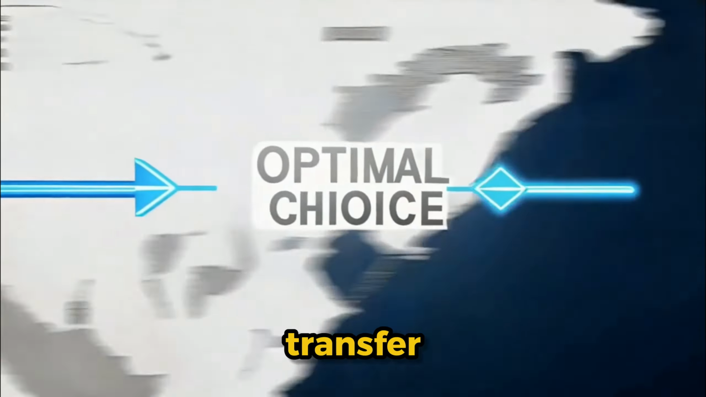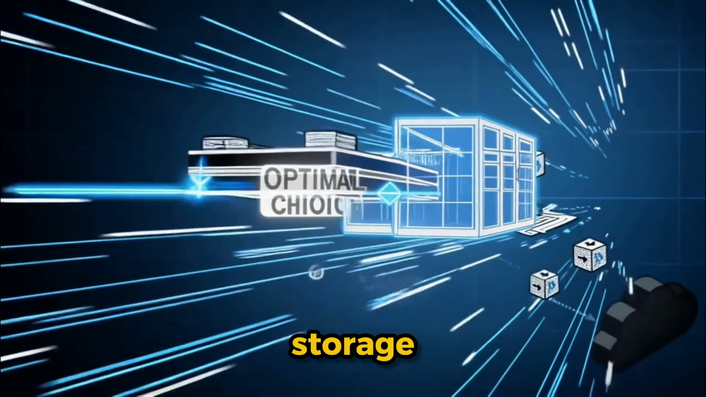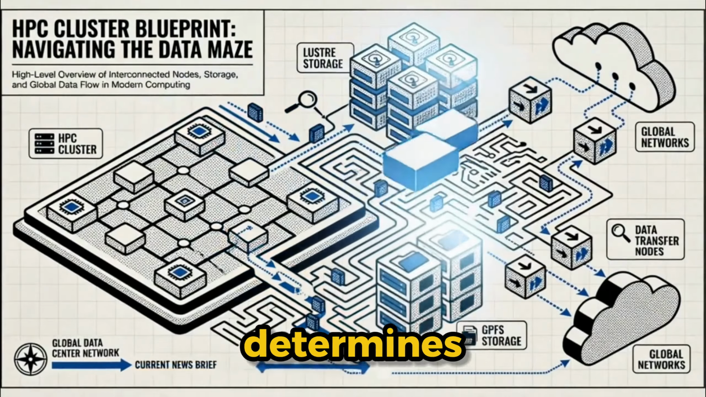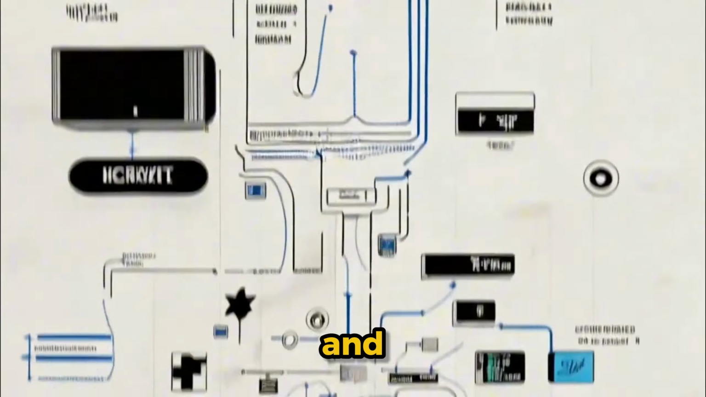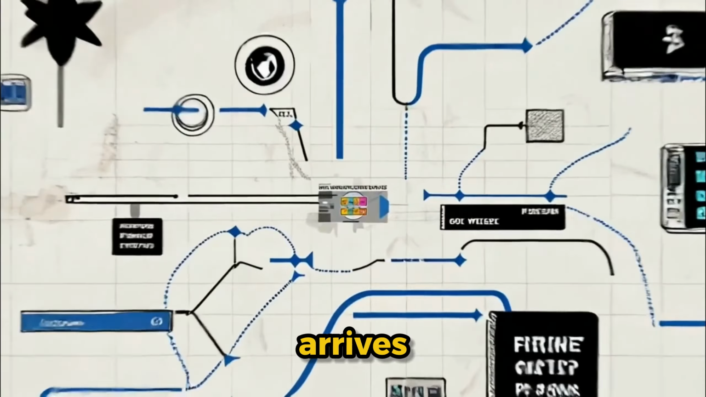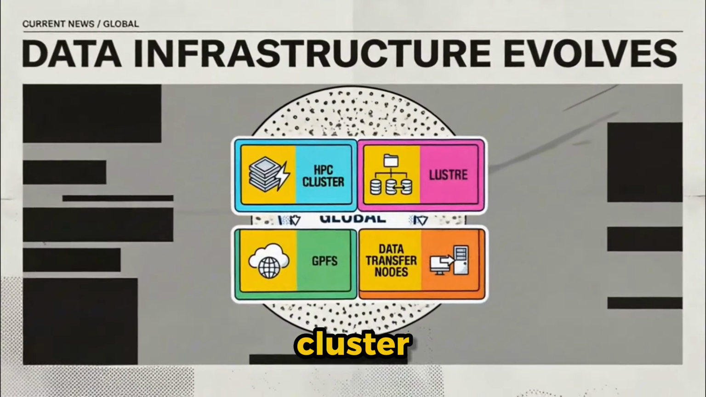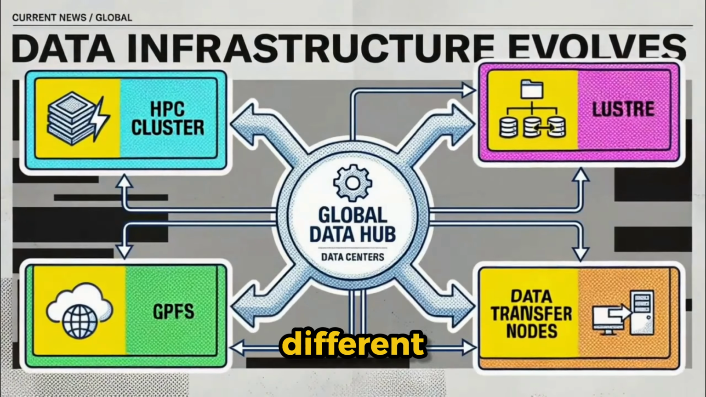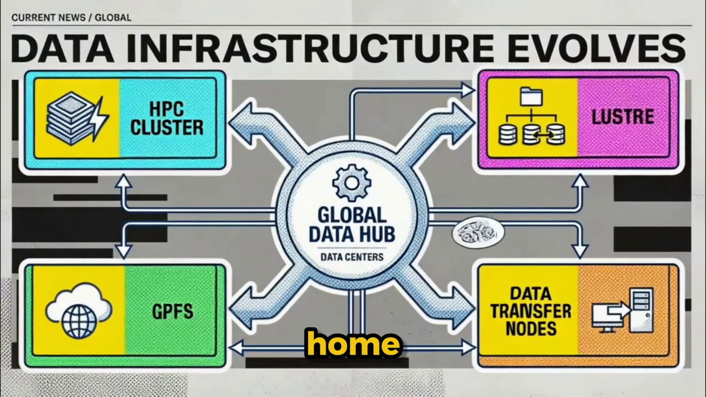Before choosing a file transfer tool, you need to understand the storage architecture of a typical HPC cluster, because that architecture determines where your data needs to go and what physical path it takes when it arrives. A standard HPC cluster has 4 distinct storage areas, and each one is designed for a different purpose. The first is your home directory.